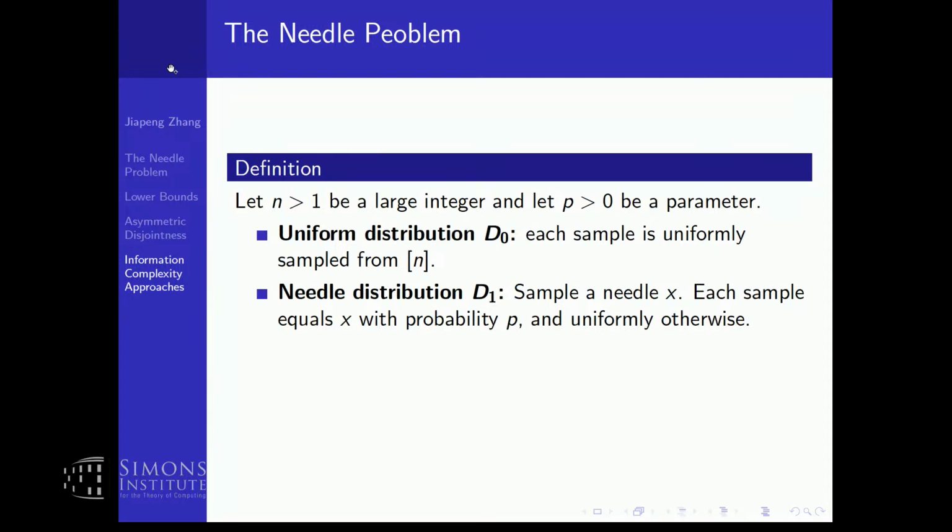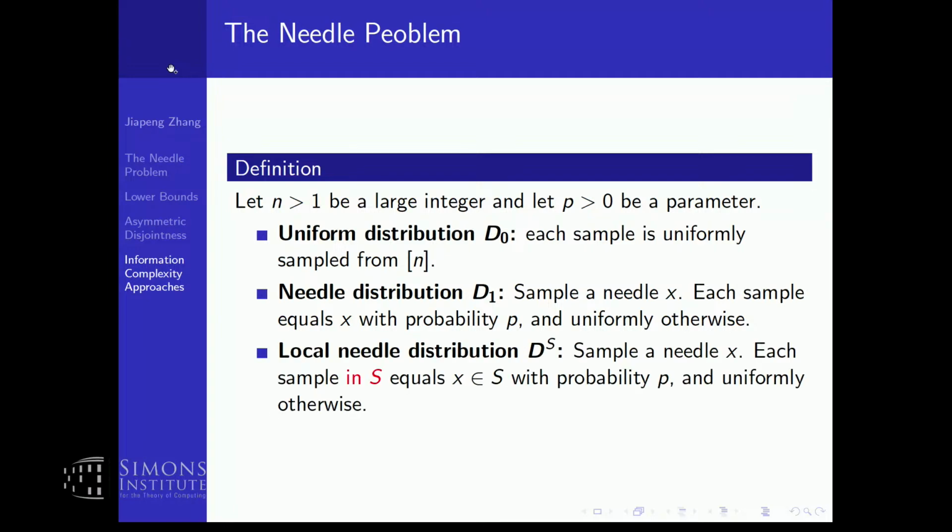Okay. So the needle distribution is that there is one needle, and each sample equals x with probability p. Let me introduce another distribution, which is called the local needle distribution. The local needle distribution is something between the uniform and needle distributions, in which I first fix a set S.